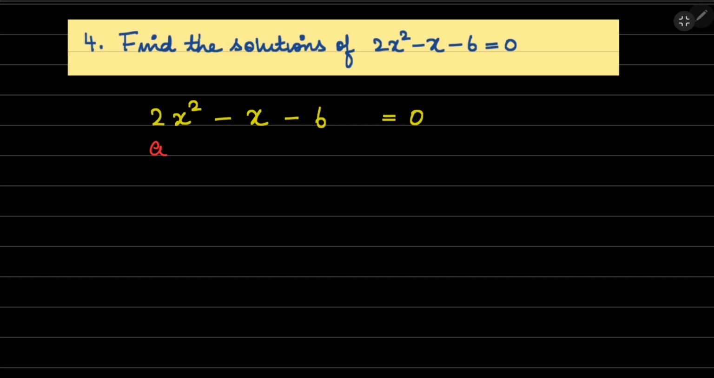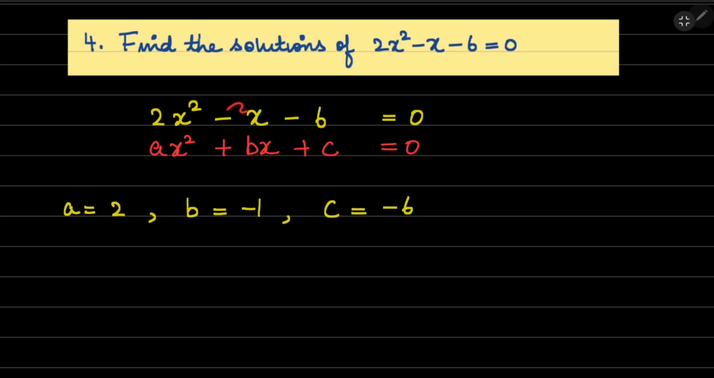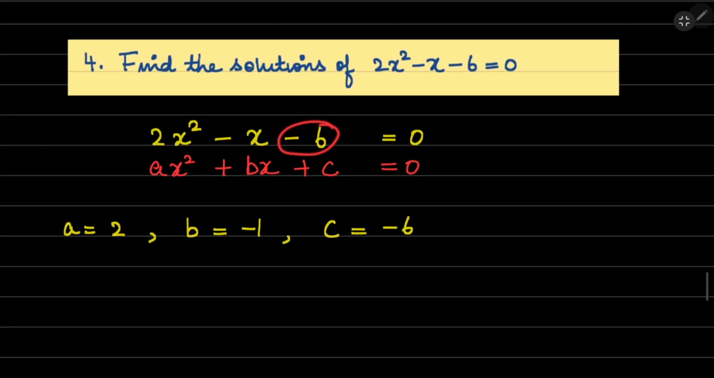So when you're comparing it with the standard quadratic equation, ax square plus bx plus c equal to 0, what is your a? a is nothing but 2, b is nothing but minus 1, and c is nothing but minus 6. Always remember, students make mistakes in considering the signs along with the coefficients a, b, c. Do not ignore the negative sign. So here c has a negative sign, b has a negative sign. So make sure you always consider the value of a, b, c along with the sign.